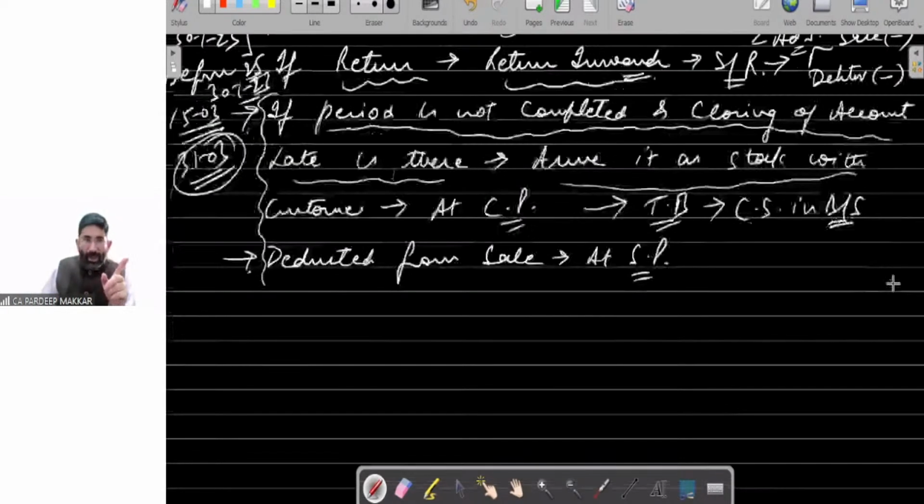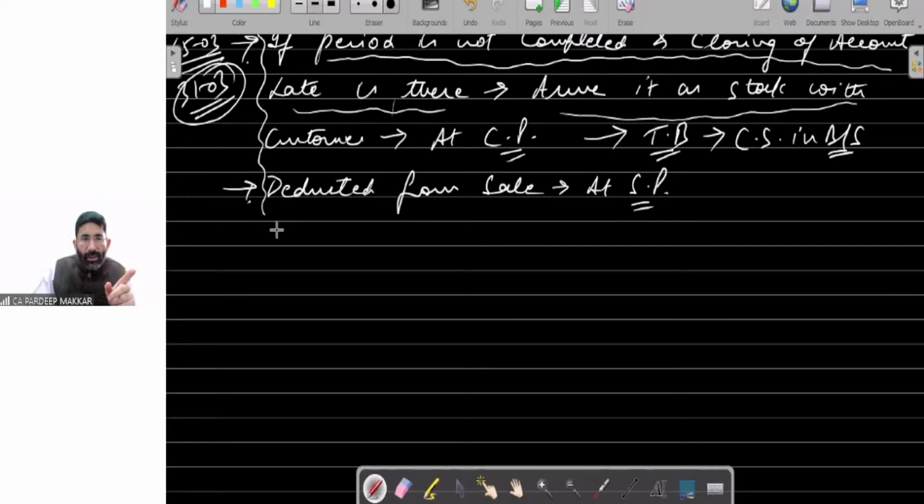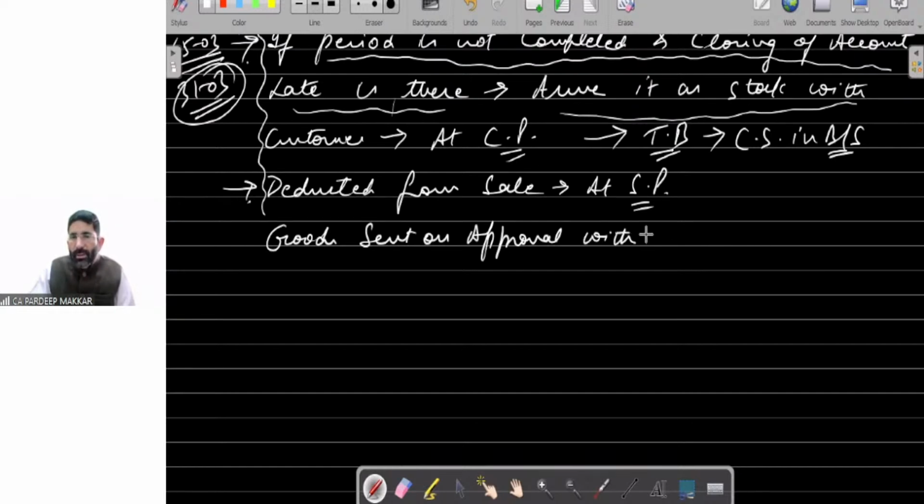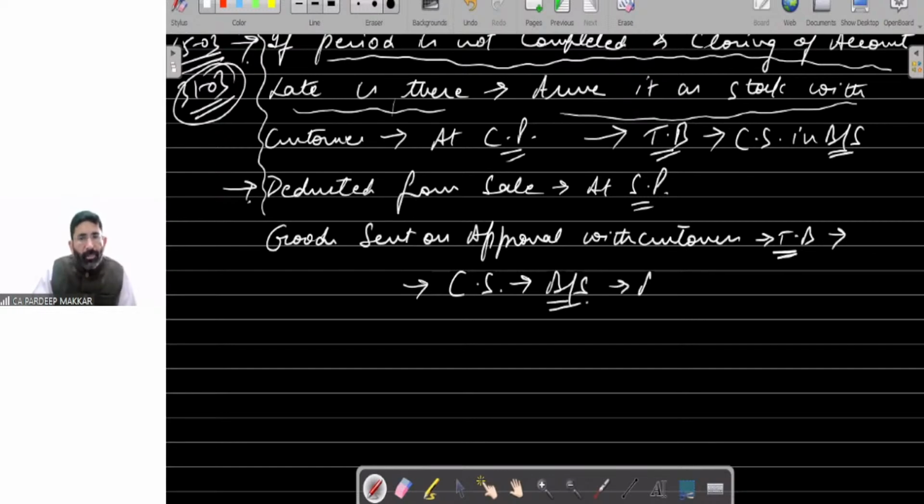In case goods are lying with customer, sent on approval basis, goods sent on approval with customers, this is given in your trial balance, beta. If it is given in trial balance, obviously in that case it is very much clear. We know it very well. Closing stock if given in trial balance, what will be the treatment? It will be entered in balance sheet only. So it will be entered in balance sheet asset side only, nothing else. No other treatment is there.